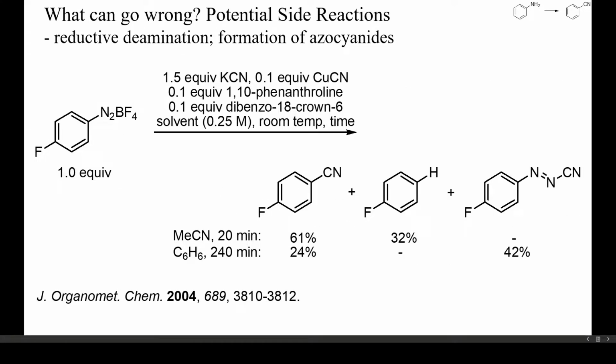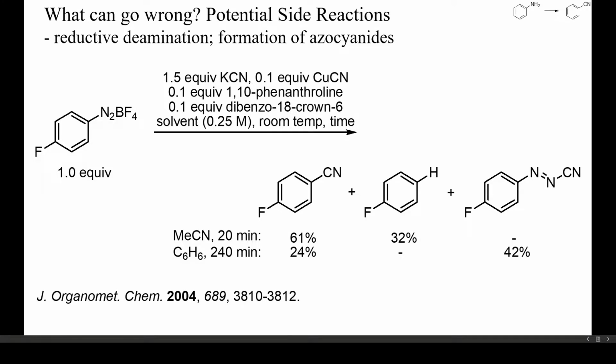Another typical byproduct of diazonium salt decompositions is the reduced arene. Diazonium salts are strong oxidants and can abstract hydride from alcohols, ethers, aliphatic amines, and other potential hydride donors. Here, for instance, the hydride source was probably the crown ether. Depending on the solvent, either the reduced arene or an azocyanide was obtained, but I do not see any obvious reason for this solvent effect.